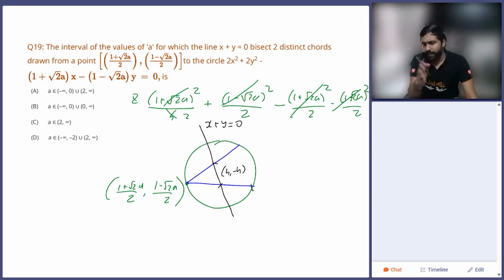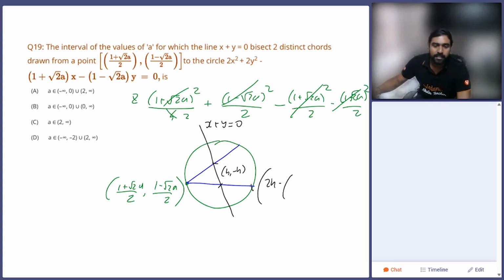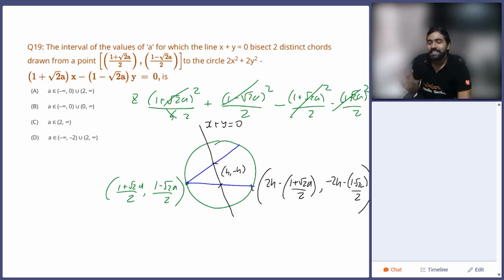If (h, minus h) is the midpoint, can I say, using the basic midpoint concept, that the other end will be simply 2h minus (1 plus root 2a) by 2? Adding the two of them and dividing by 2 should give h. Similarly, I'll get minus 2h minus (1 minus root 2a) by 2. If (h, minus h) is the midpoint, this will be the other end: 2h minus (1 plus root 2a) by 2 and minus 2h minus (1 minus root 2a) by 2.